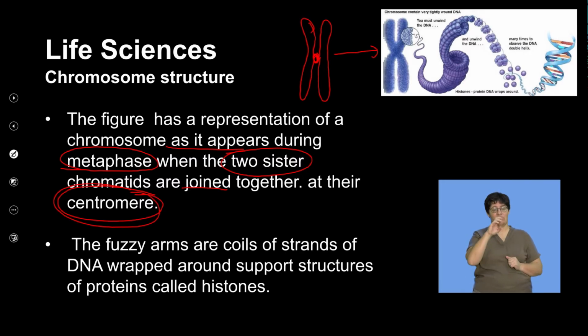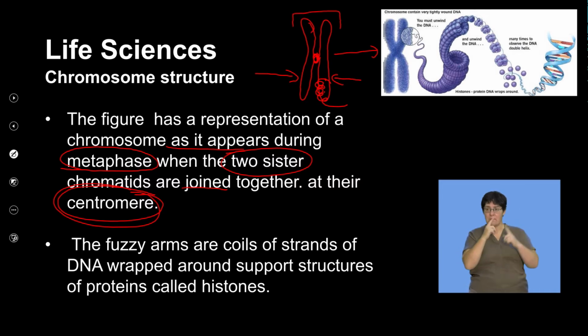So this centromere connects one chromatid to the other, and again, as I mentioned, this has some histone proteins around which the DNA is wrapped. When we talk about a chromosome, it refers to this complex structure where it has two chromatids attached on either side by the central centromere. As I said, the fuzzy arms on the coils are strands of DNA wrapped around support structures called histone proteins.